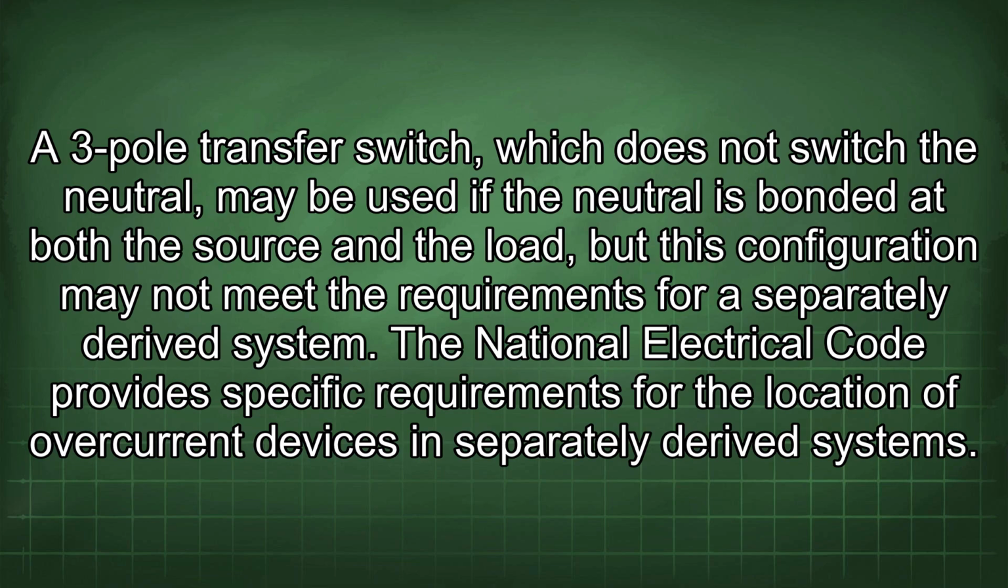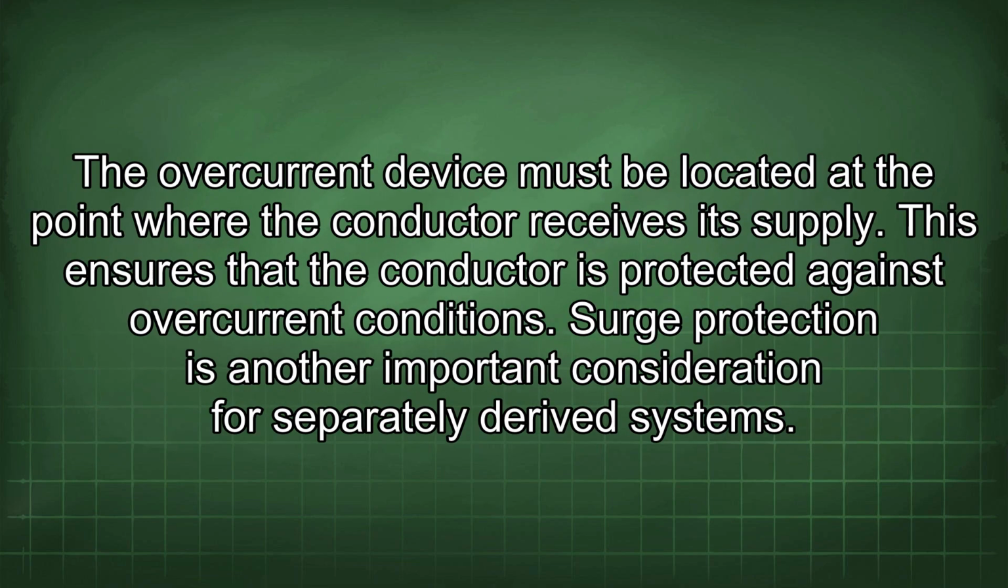The National Electrical Code provides specific requirements for the location of overcurrent devices in separately derived systems. The overcurrent device must be located at the point where the conductor receives its supply. This ensures that the conductor is protected against overcurrent conditions.